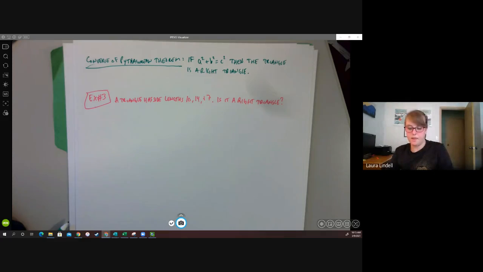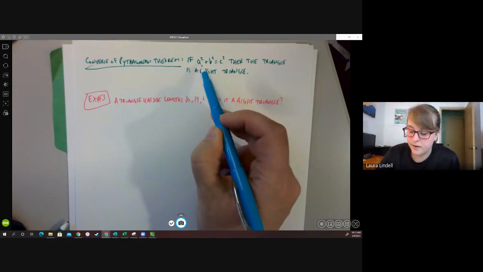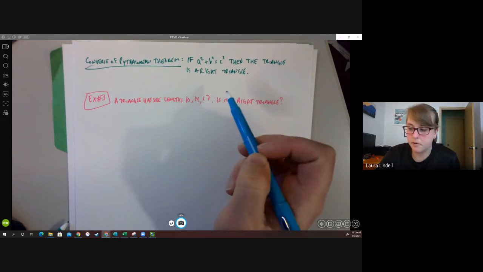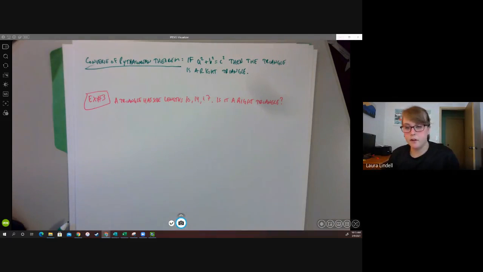Okay. So what we want to do then is use this equation, plug in these numbers, and check. If the equation works out and it makes a true statement, then we would say, yes, it's a right triangle. If it doesn't work out and makes a false statement, we would say, no, it's not a right triangle. So the first thing we need to do is figure out which side length is going to be A, B, and C.